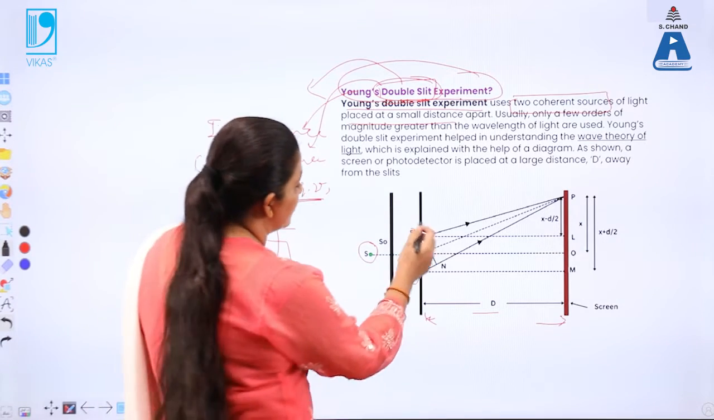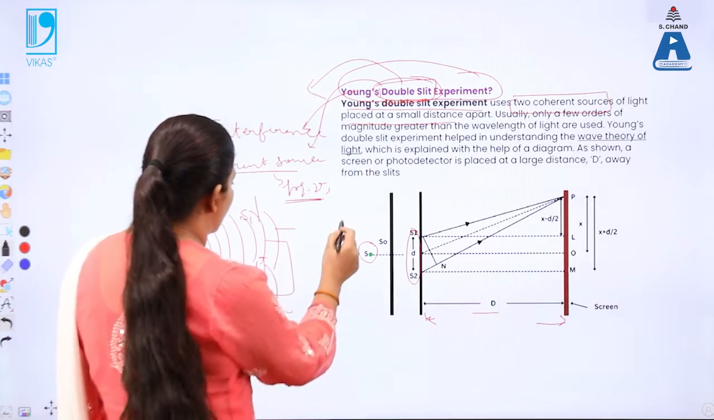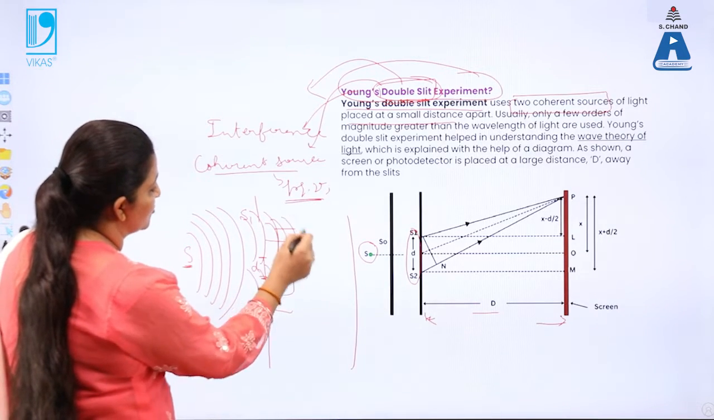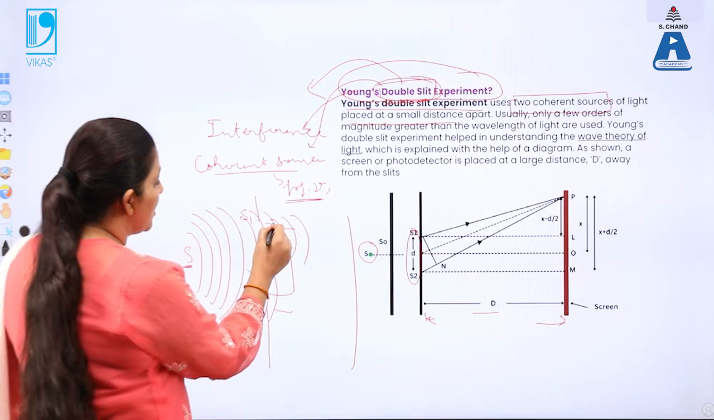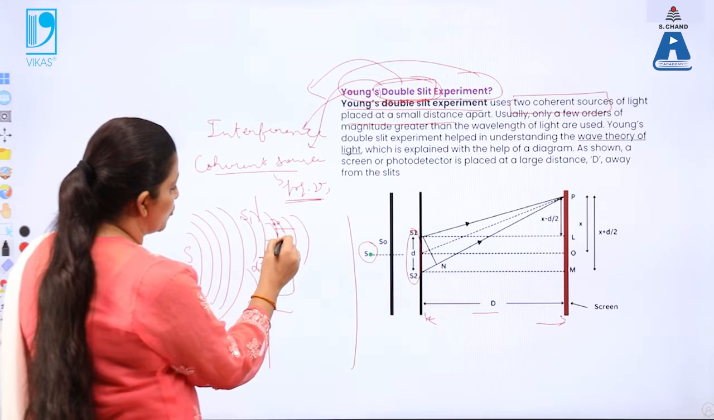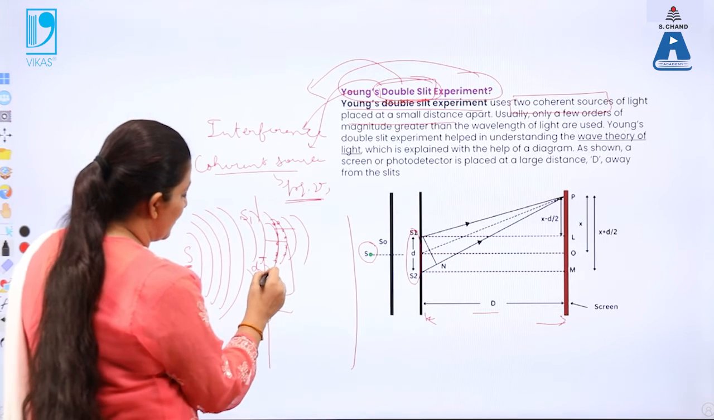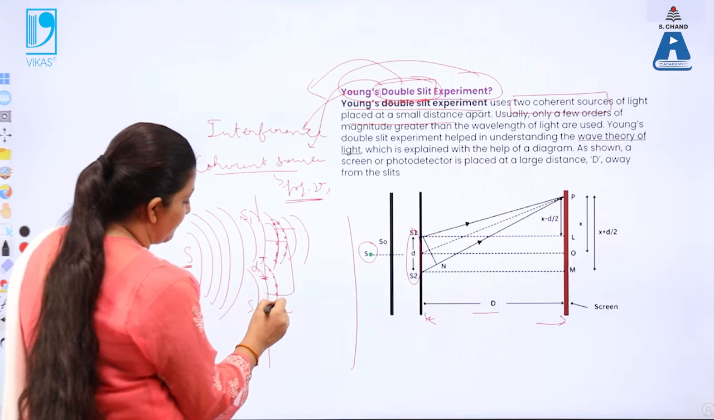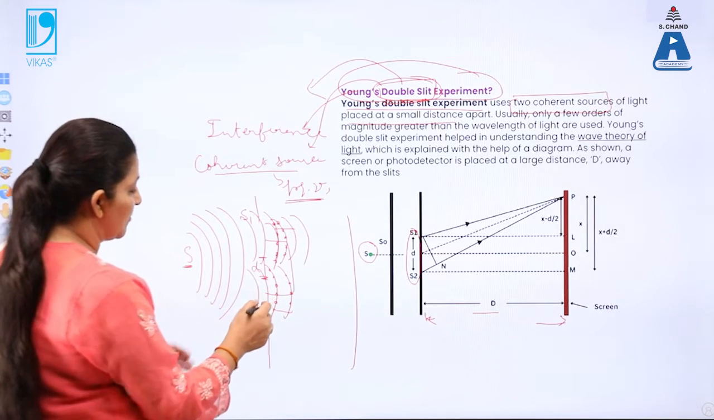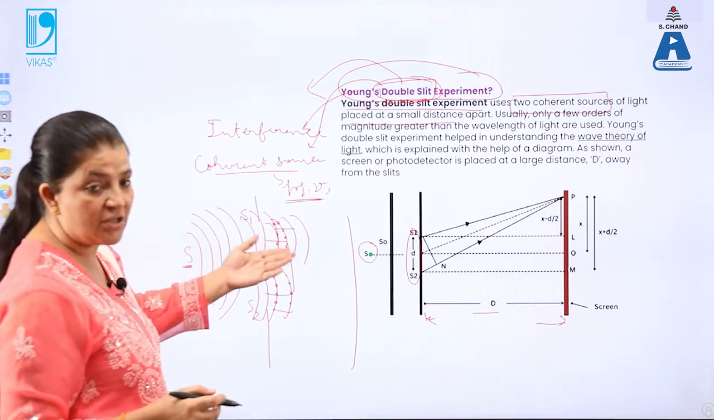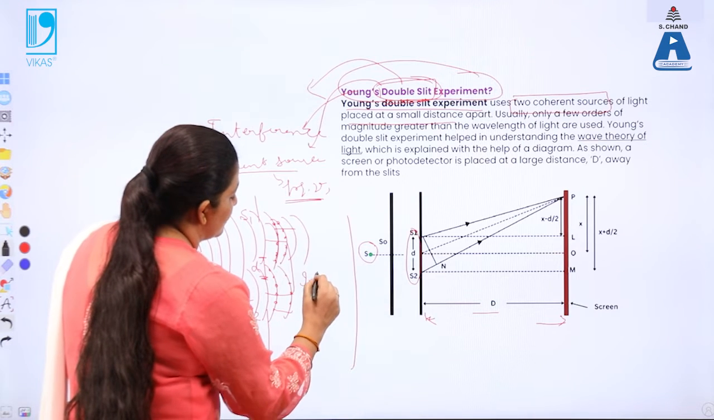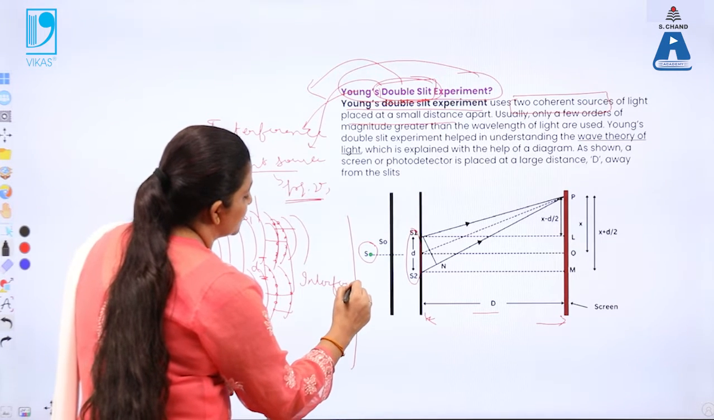Now we know that these wavelets will travel in the forward direction. According to Huygens principle, each point on these secondary wavelets will act as a source of the next secondary wavelets. Then these secondary wavelets will overlap on each other. After the overlapping, interference occurs. So there we will get the interference pattern.